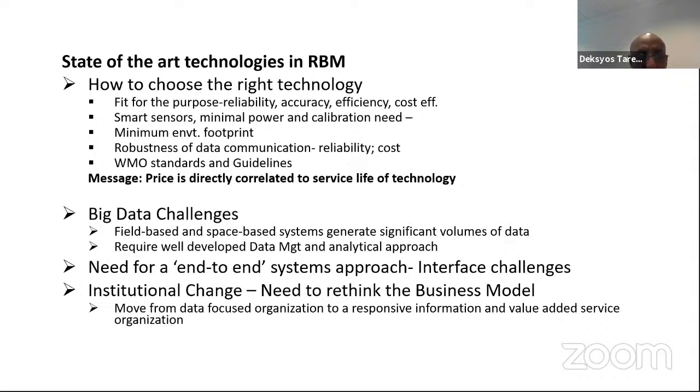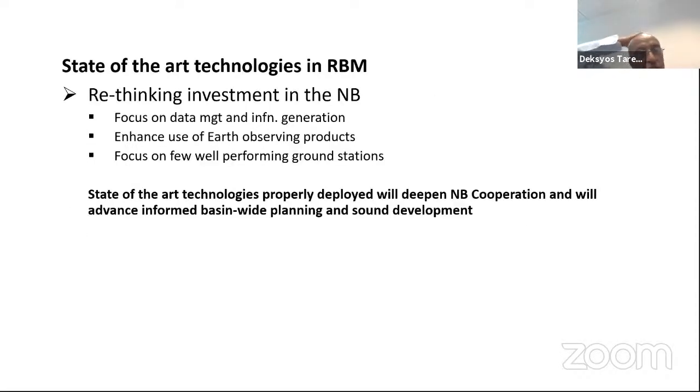The other thing is, when we are going to use these technologies, initial changes are really required, because we are not going to just store the data generated from this kind of technology. So the initial change must be moving from a data-focused organization to a responsive information and value-added service organization. This is a very important message.